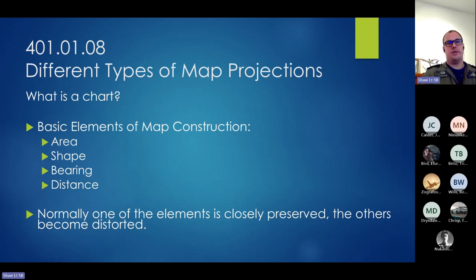So there's areas, shapes, bearings, and distances. Those are the 4 basic elements of map construction. Normally, one of the elements is closely preserved and the others become distorted, for reasons we'll talk about in just a second. That'll come up on an exam almost guaranteed. For aviation purposes, typically we want a straight line to be a great circle, so it has to distort other things.